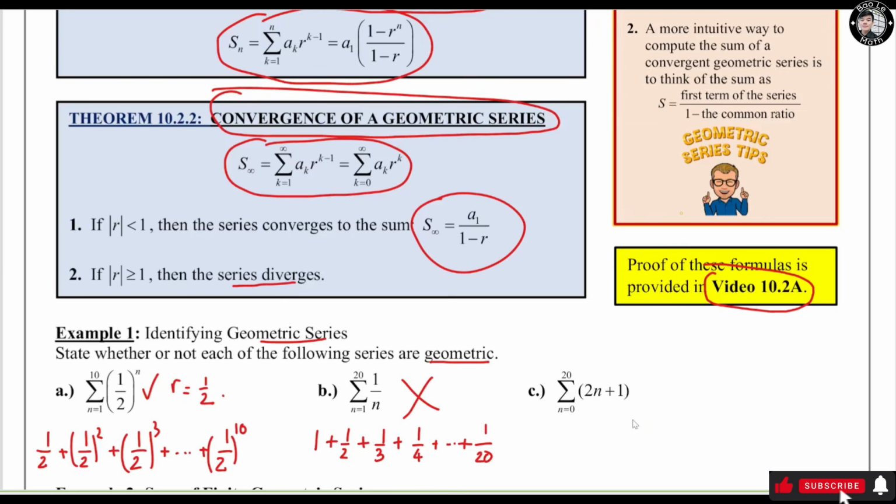Now question C. N equals 0, we have 2 times 0 plus 1, which is 1. N equals 1, we have 2 times 1 plus 1, which is 3. N equals 2, we have 5. N equals 3, we have 7. And this one is not a geometric series because we don't have a common ratio.